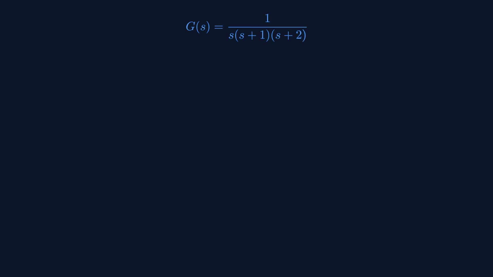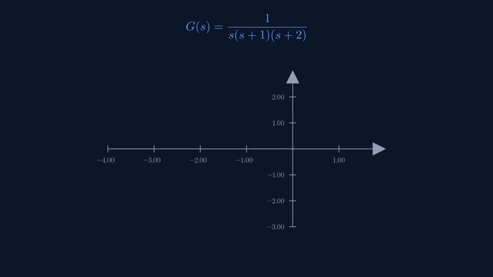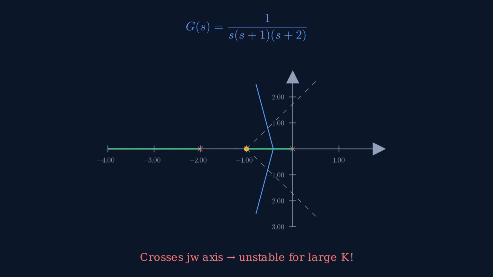G(s) equals 1 over s times (s plus 1) times (s plus 2). 3 poles at 0, negative 1, and negative 2. No zeros. 3 branches. Real axis segments between 0 and negative 1 and from negative 2 to the left. Asymptote angles 60, 180, and 300 degrees. Centroid at negative 1. Two branches break away near s equals negative 0.42 and eventually cross into the right half plane, making the system unstable for large K. This last point is critical.